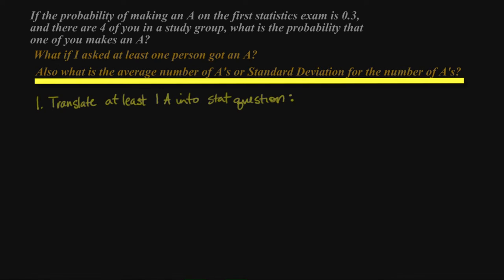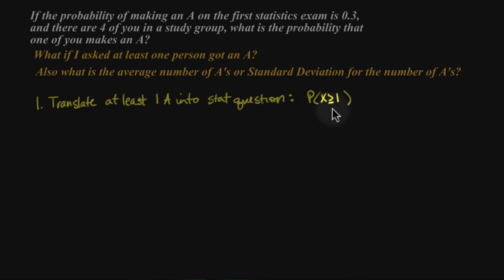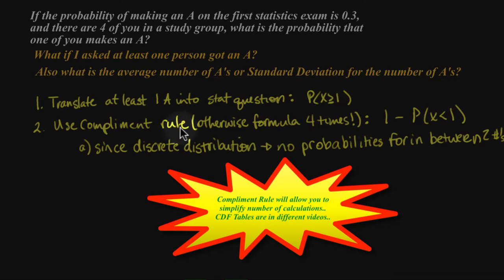What is at least one person got an A? Well, mathematically, that would be the probability of X being greater than or equal to 1, right? So technically, we could do 1 in the formula. We could do 2 in the formula, plus 3, plus 4, because there's 4 in our study group. But there's got to be an easier way, and there is. And that's using the complement rule.